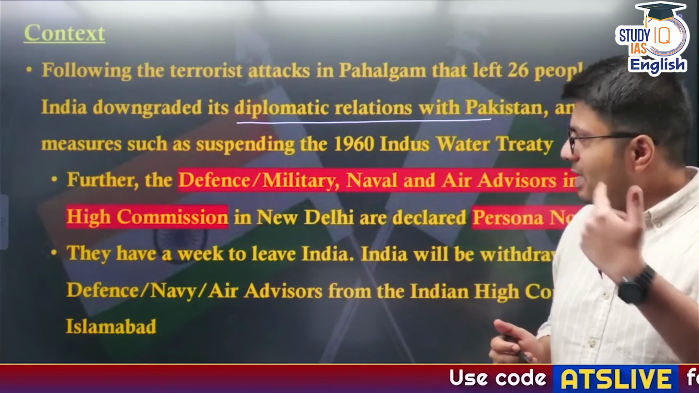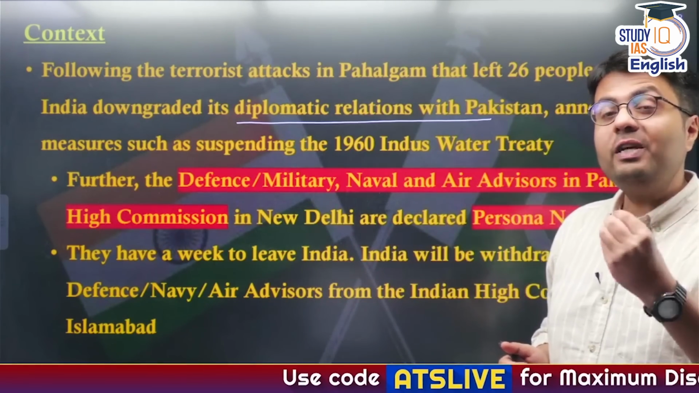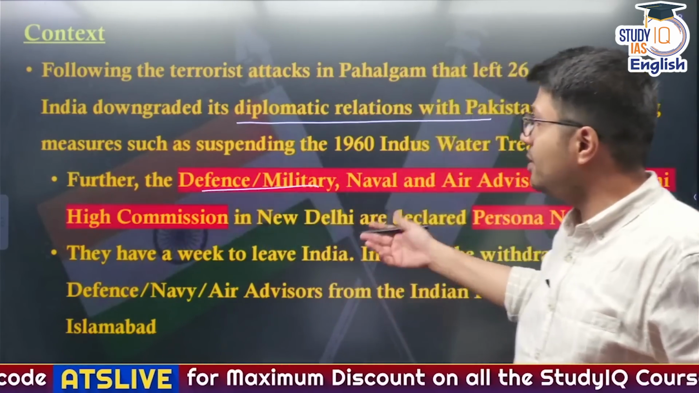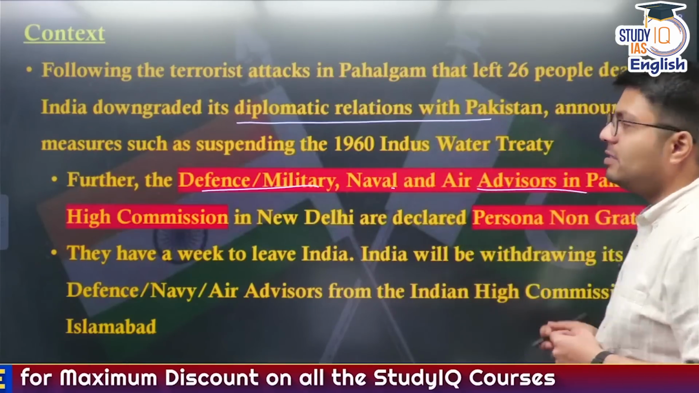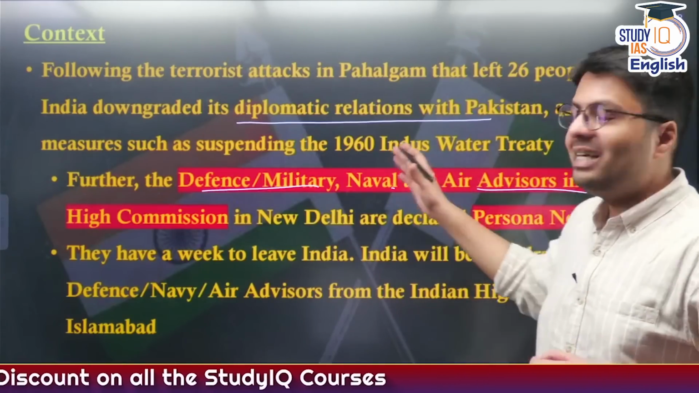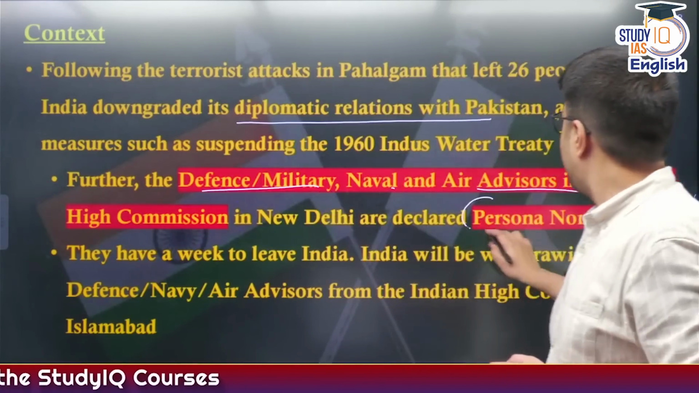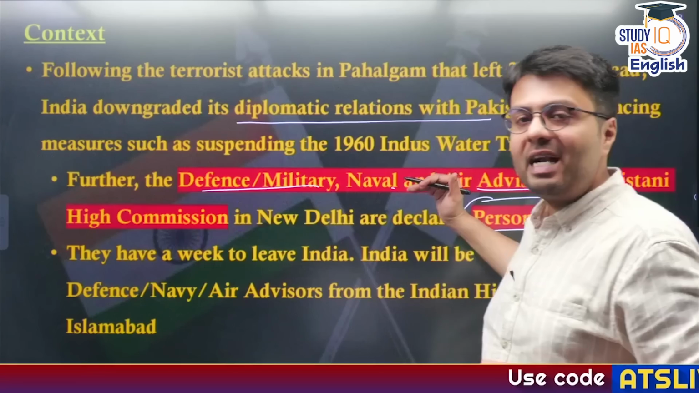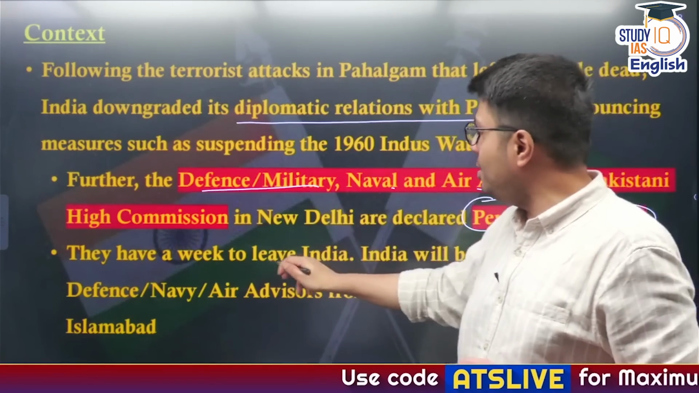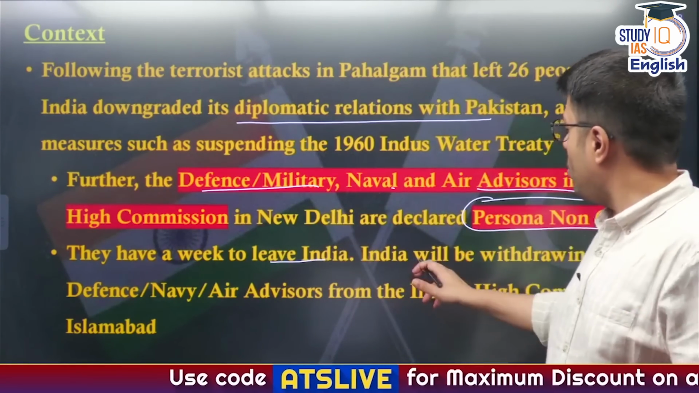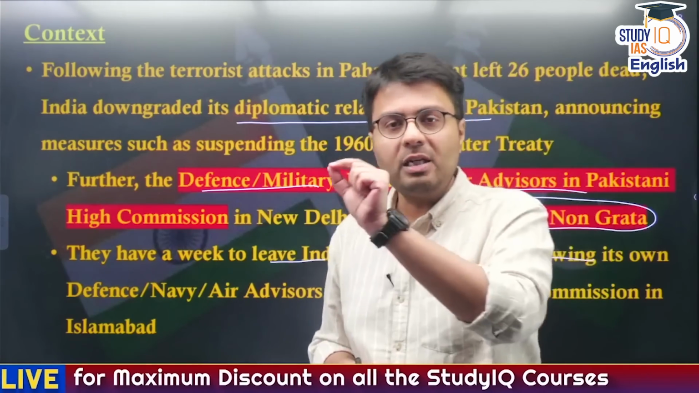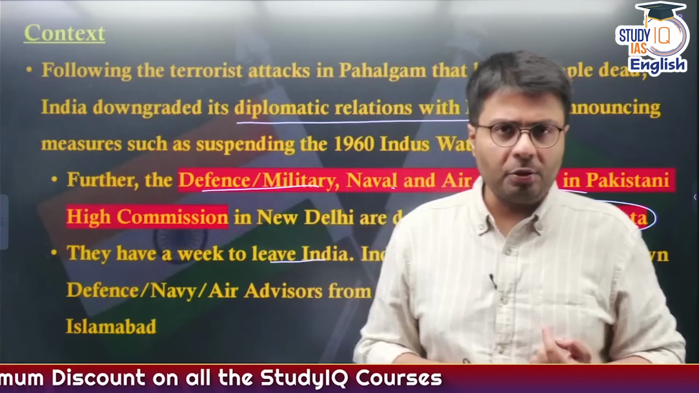Also, India designated a few of the Pakistani diplomats, particularly the diplomats that belong to defense or military, naval or air advisors in the Pakistani High Commission, and it has designated them as persona non grata. And these people who have been declared as persona non grata now have a week to leave India, and also India will be withdrawing its own defense attaches posted in Islamabad and bringing them back to India.